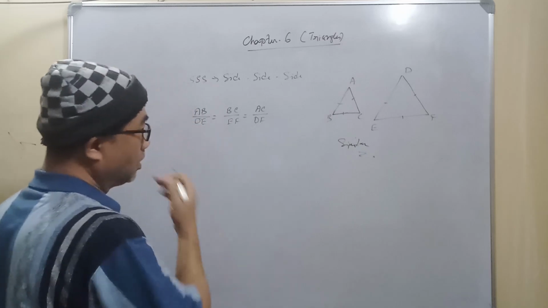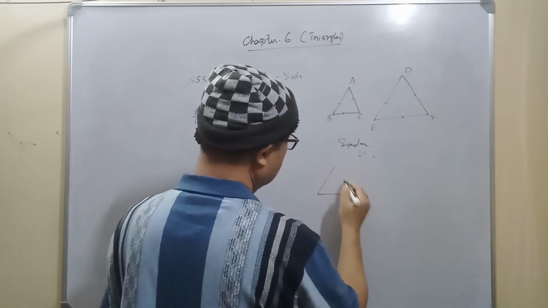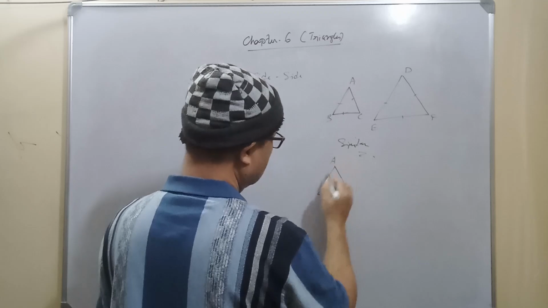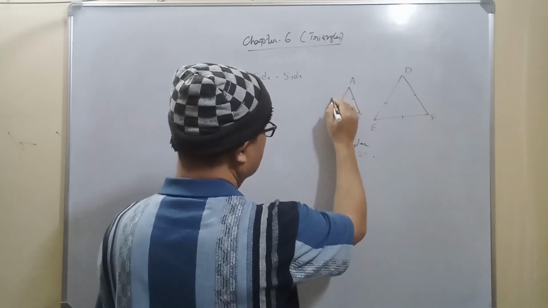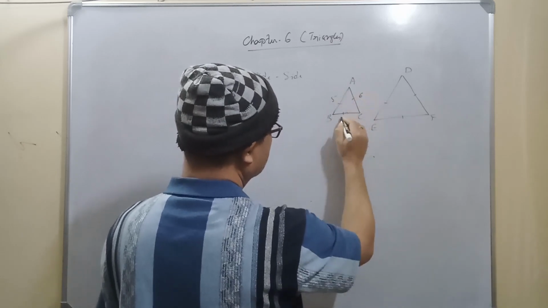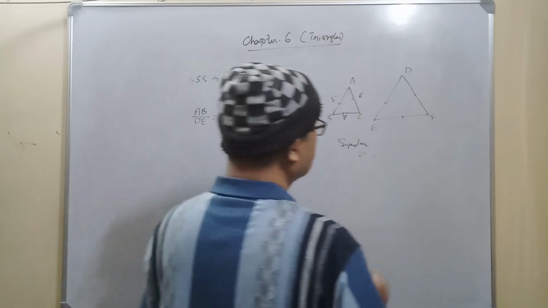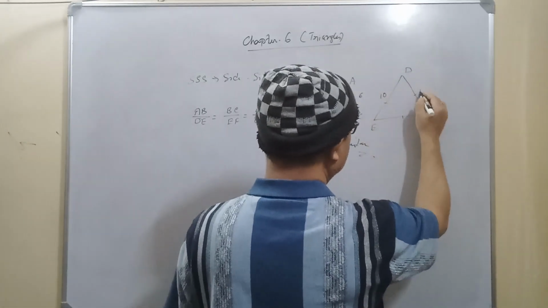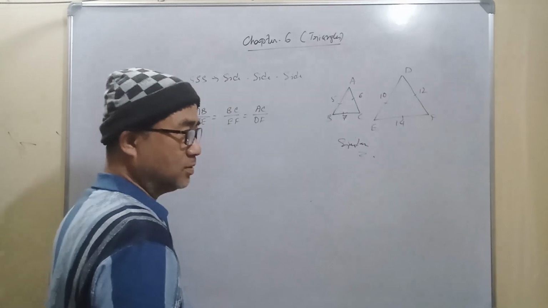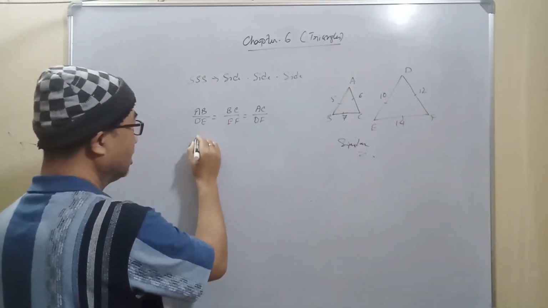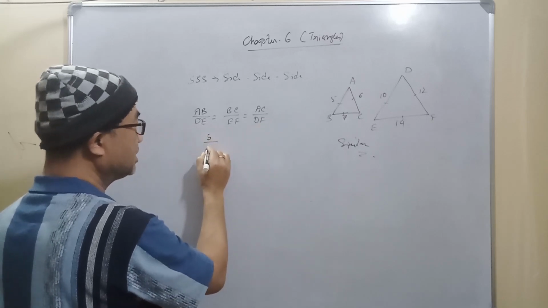By the way, let me give you an example. Suppose this triangle has sides 5 centimeter, 6 centimeter, 7 centimeter. Then the other has 10 centimeter, 12 centimeter, 14 centimeter. Now they are in proportion. Why? Because AB by DE. What is AB by DE? AB is 5 by DE is 10.